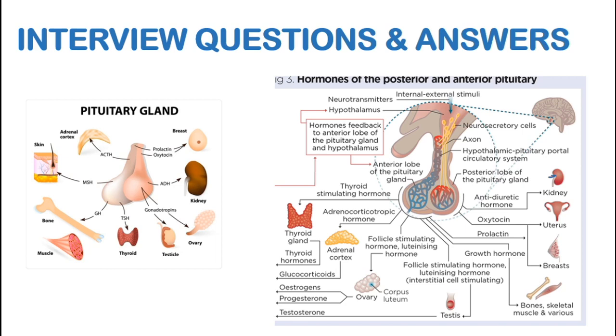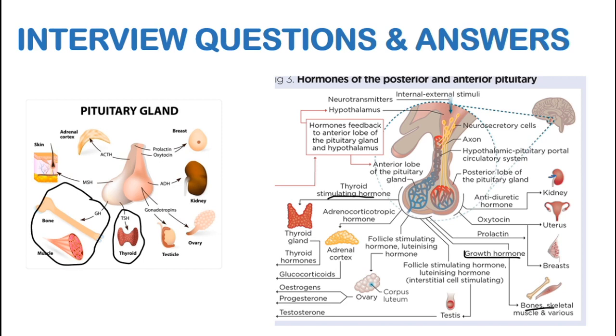The pituitary gland helps in the production of growth hormone, TSH, gonadotropes, ADH, oxytocin, prolactin, MSH, ACTH. Here I have mentioned the chart very clearly. So here you can see first thyroid stimulating hormone, TSH, which is helpful for the thyroid. Next, growth hormone, which is helpful for the bones, skeletons and muscles. This is about the growth hormone.